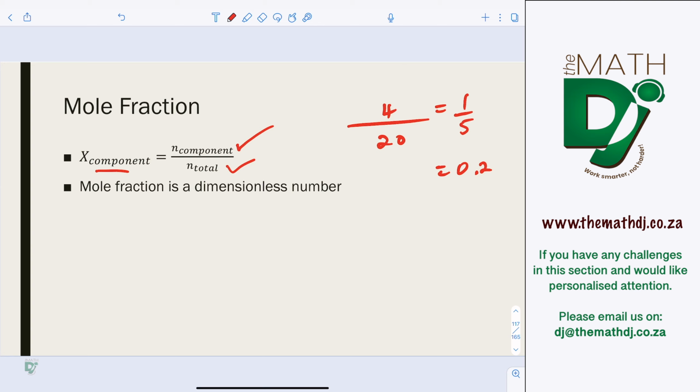You can put it as a decimal or as a fraction like this. So mole fraction is dimensionless because it's 4 moles divided by total moles. So the moles cancel each other. That's why we are saying it's dimensionless.